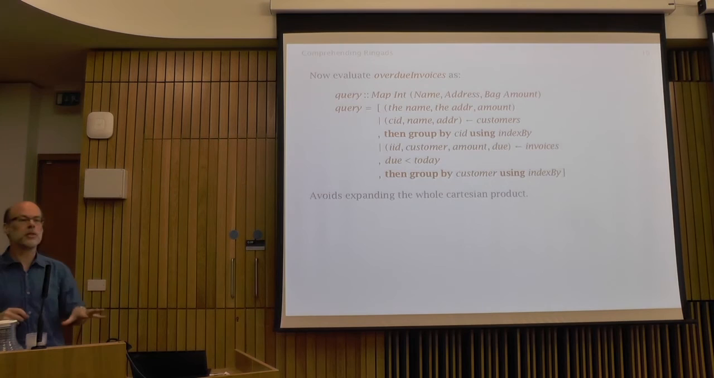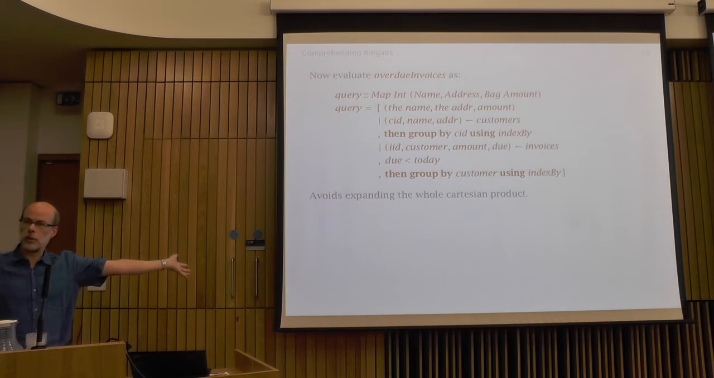And then I merge them, and I get little collections of names, collections of addresses, and collections of amounts. The names and addresses are hopefully singleton collections, because I've hopefully got a single customer with a given customer ID. And then there's going to be a collection of amounts. So now I'm going to print a mailing merge letter that says, dear X, at address Y, you owe me these amounts. This avoids expanding the whole Cartesian product of all customers with all invoices. It will only expand Cartesian products of customers and invoices with a common customer ID. You only generate the ones you really want.